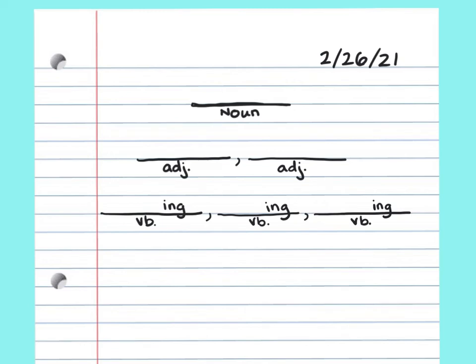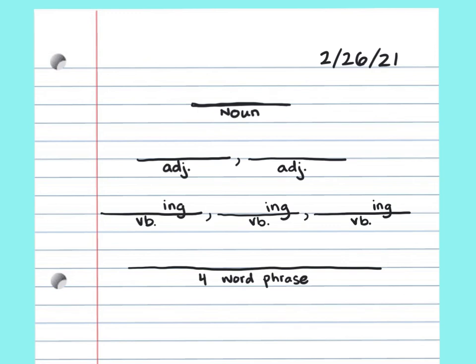Then skip a few lines and draw 1 big line. And underneath it, you can write 4-word phrase. Pause the video and think about what you could write there. 4 words that relate back to your noun. It can say the noun in it, but it doesn't have to.